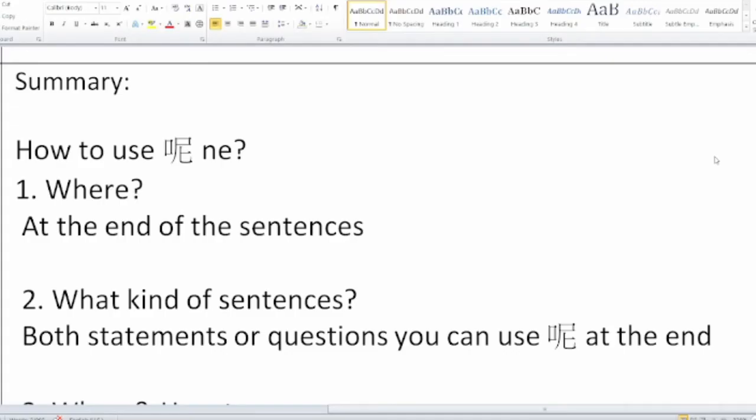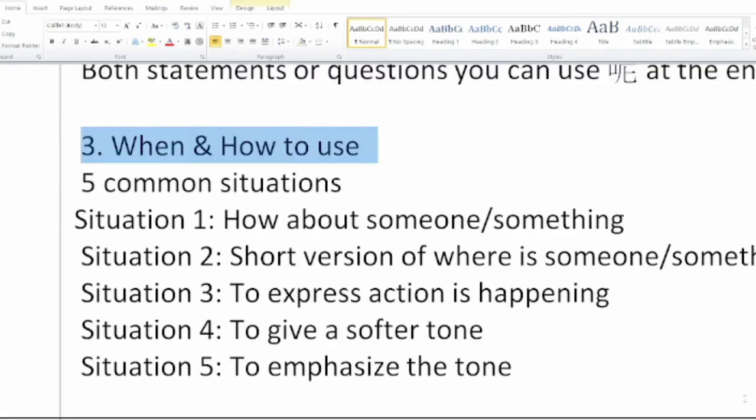How to use ne? First, where? At the end of the sentences. Second, what kind of sentences? Both statements or questions. You can use ne at the end. Third, when and how to use.